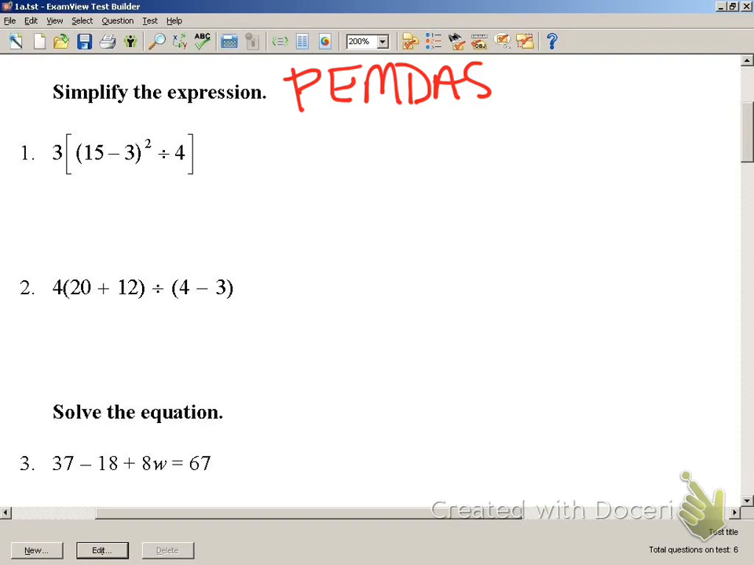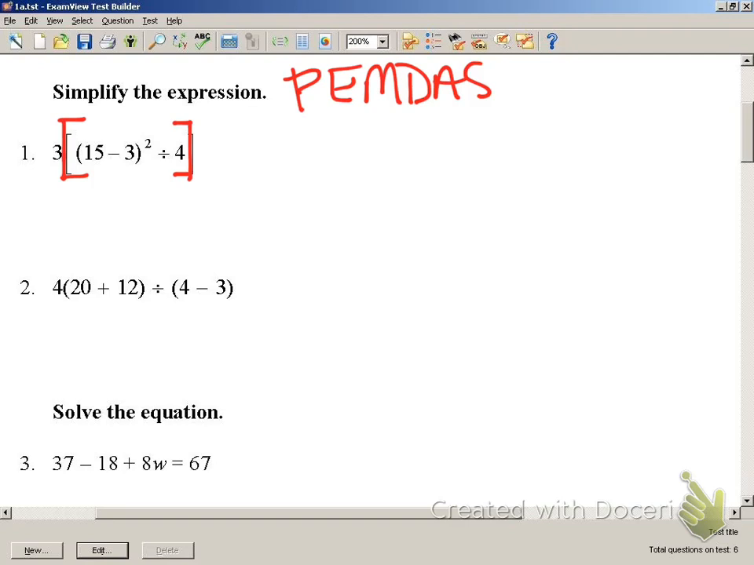That's what the parentheses, or that P, stands for. It's not just parentheses, but it's all grouping symbols first. So I have to go inside my brackets and start working inside my brackets. My brackets are right here. So I'm going to start working inside. Then I go in even further inside that. So the first thing that I can do here is 15 minus 3.